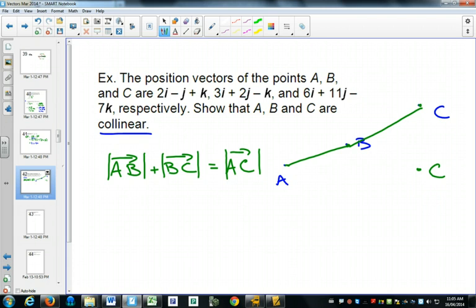Do you remember how to find the length of 3-dimensional vectors? First of all, let's figure out what AB is. Because right now we have position vectors. There's some origin somewhere. And we know what the position vector for A is. We know what the position vector for B is. And we know what the position vector for C is in 3 dimensions. But how do I figure out what vector AB is?